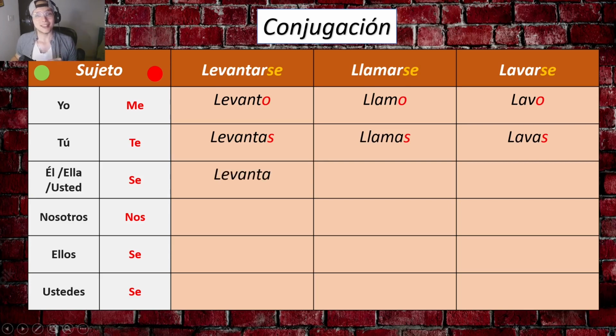Él se levanta. He gets up. Ella se llama. Her name is, she is called. Usted se lava. Vamos con nosotros.